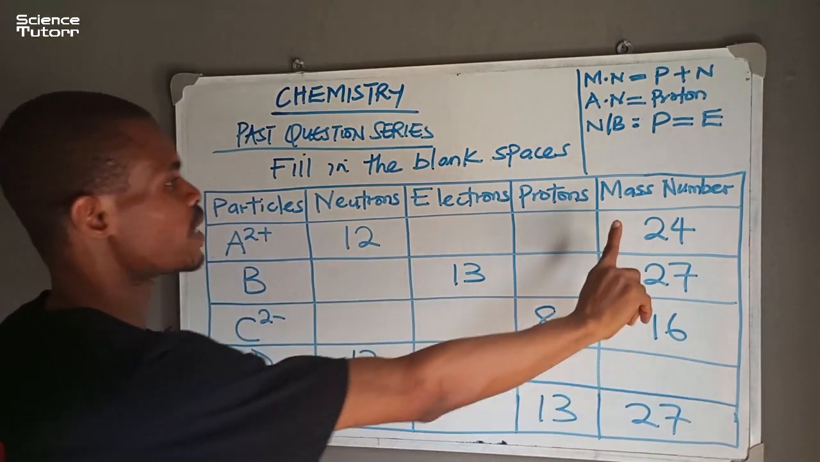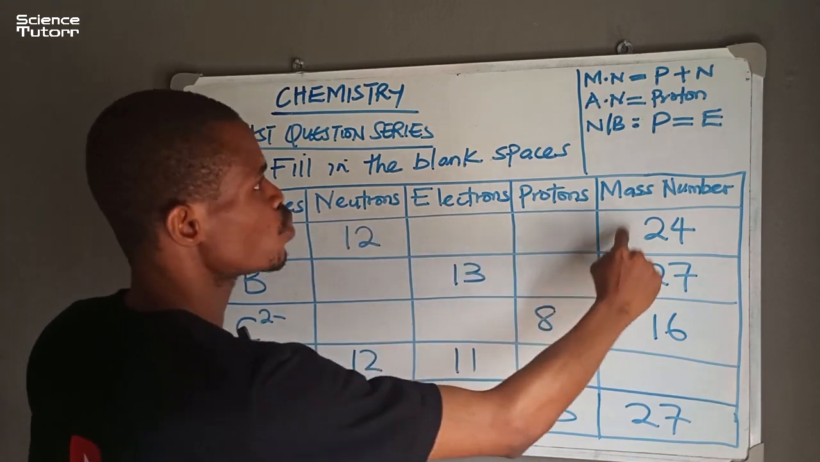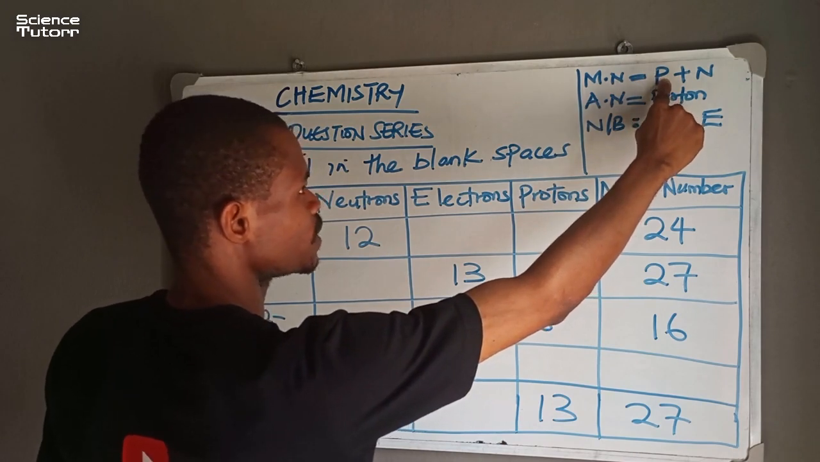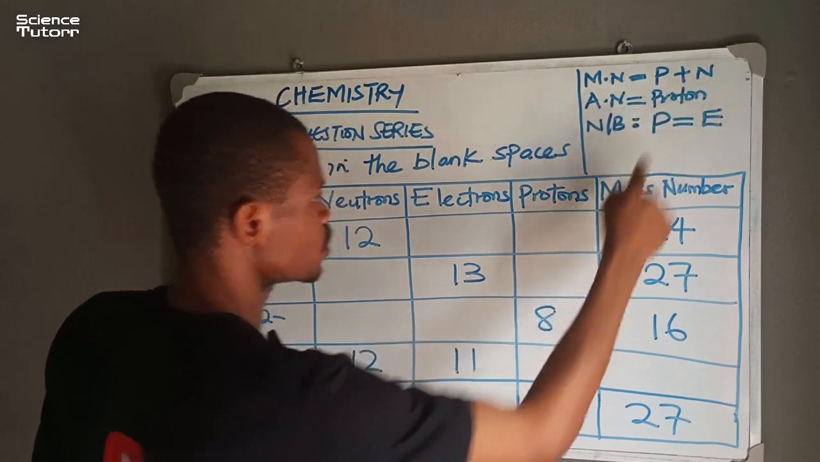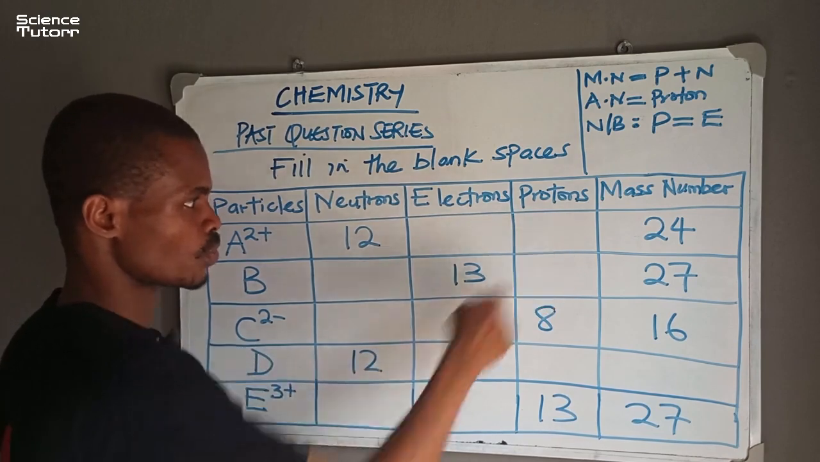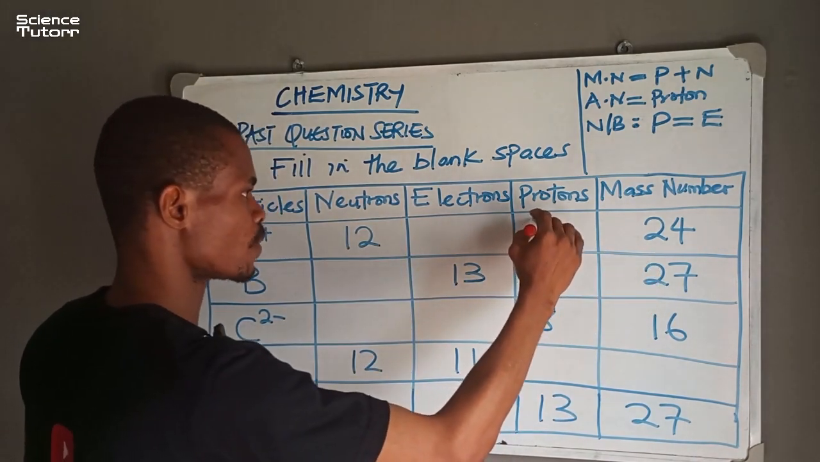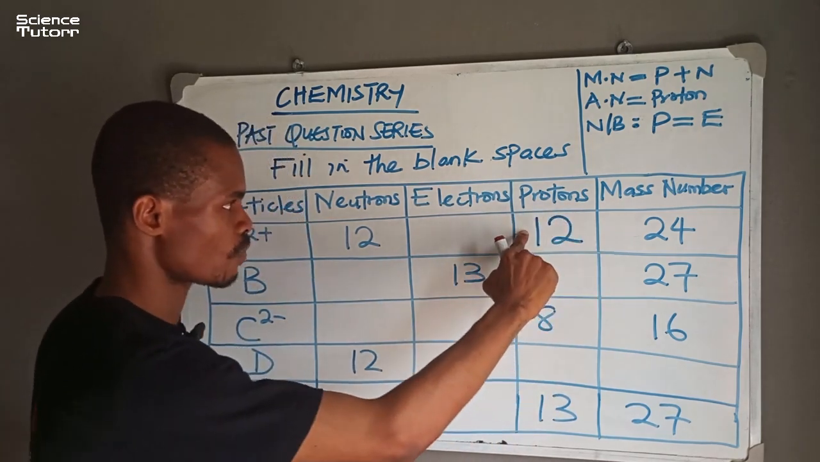Now, take note, we are given the mass number and the number of neutrons. So with these two, we can find the number of protons in the atom. In this case, the mass number minus the neutrons will give us the protons. So 24 minus 12 gives us 12. So the number of protons for the first case is 12.